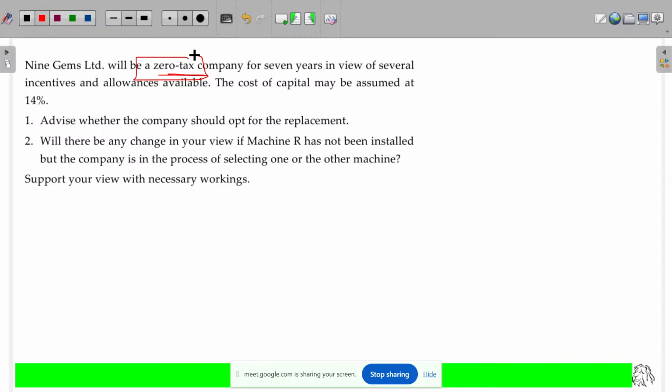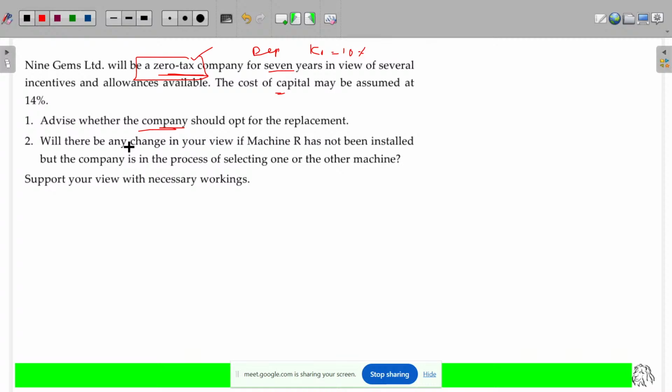Is that clear? You understand? So you never worry about that. So as this company being zero tax company for 7 years, we no need to worry about the depreciation too. The cost of capital, Ko, being 10%. Advise whether the company should opt for the replacement. Now, in the case of replacement, what's your suggestion, the mode of working is very simple.